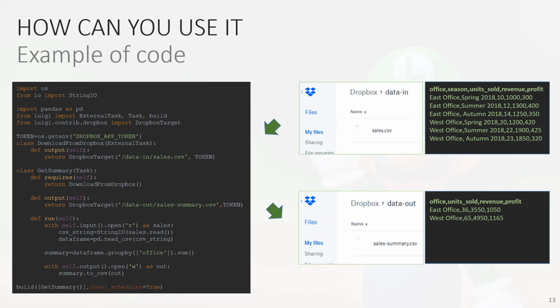Finally, here you can see an example of a Luigi workflow that downloads a file from Dropbox, uses its data, in this example it's a pandas group by, and then uploads the results. As you can see, this is very similar to a workflow done using a local target or an S3 target.